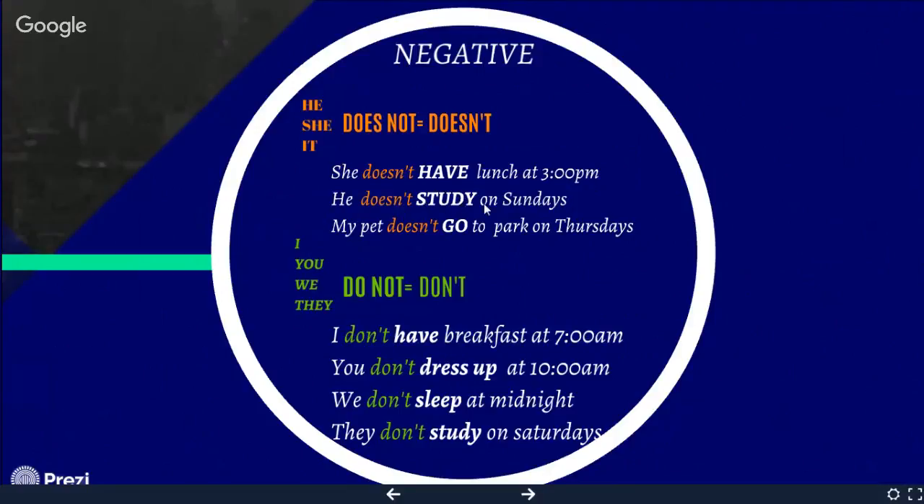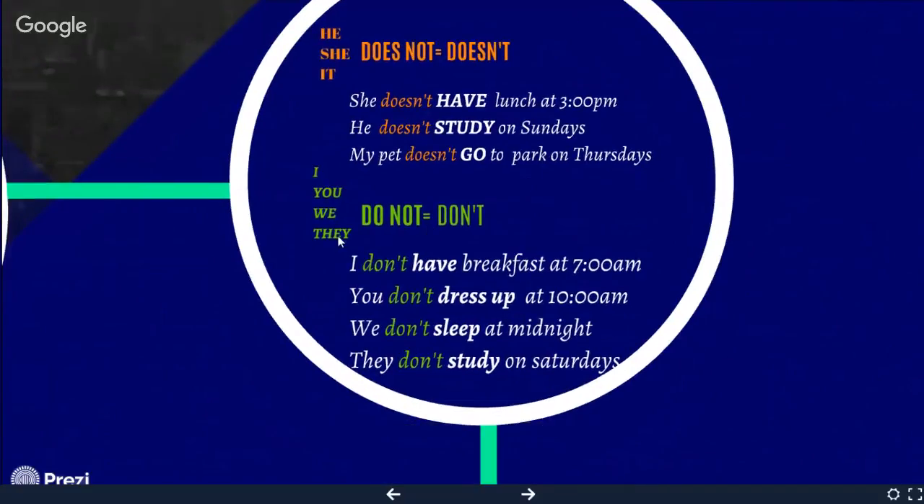He doesn't study on Sunday. My pet doesn't go to the park on Thursday. When it's I, you, we, they, I use the words do not or don't. For example, I don't have breakfast at 10 a.m. You don't dress up at 10 a.m.